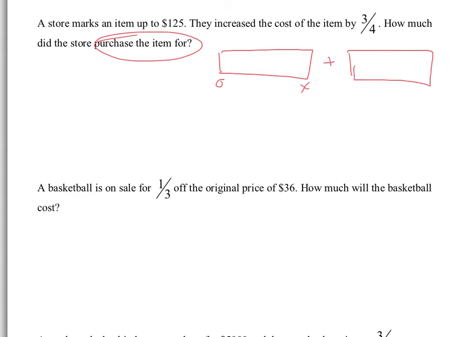They increased the cost by 3/4, so they took 3/4 to add on. So there was already 4/4. That's a total of 7/4 of this original price that I don't know is the $125 that I'm going to end up paying.